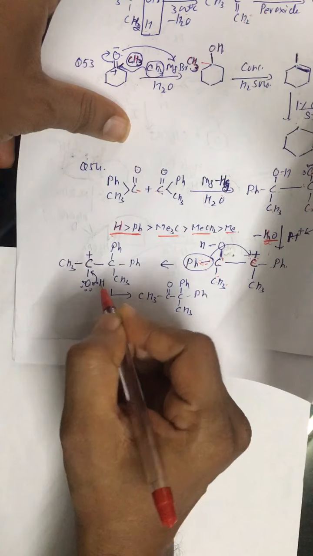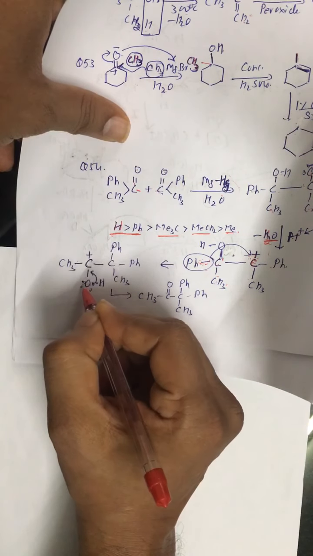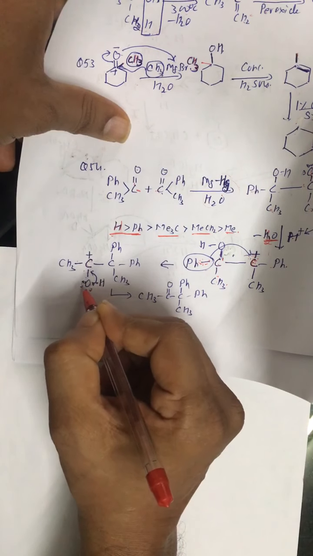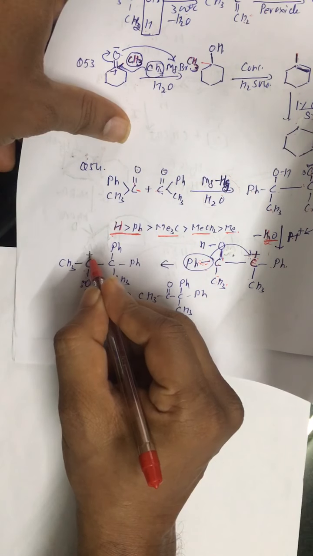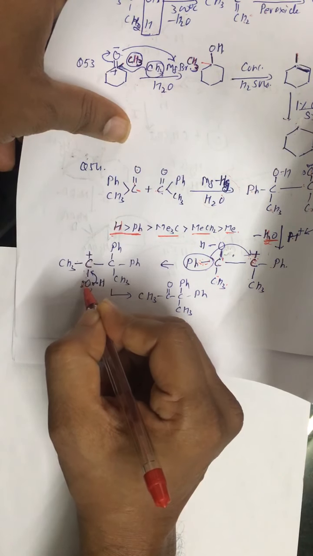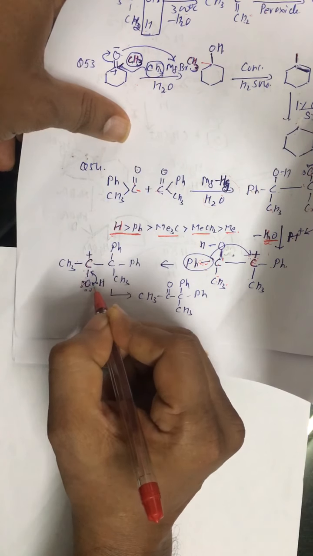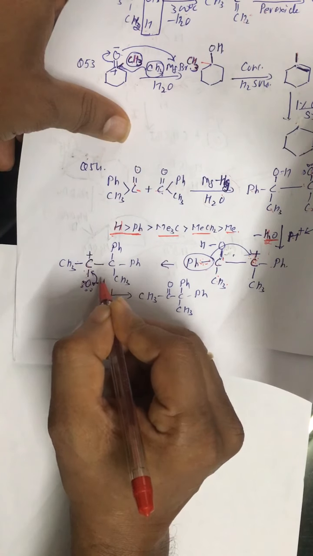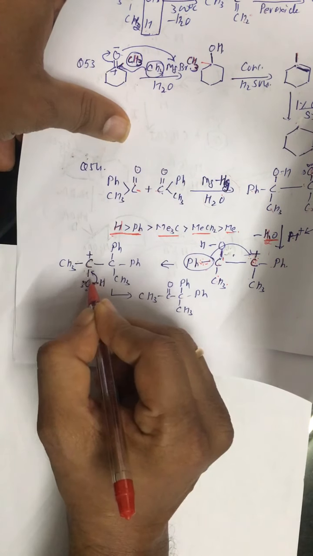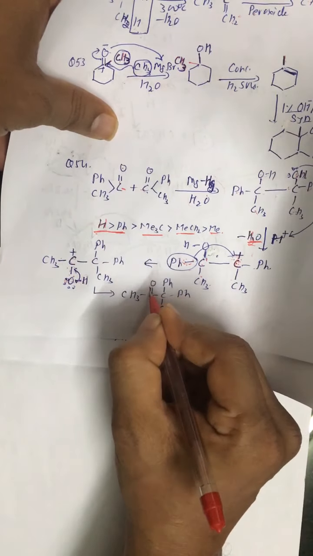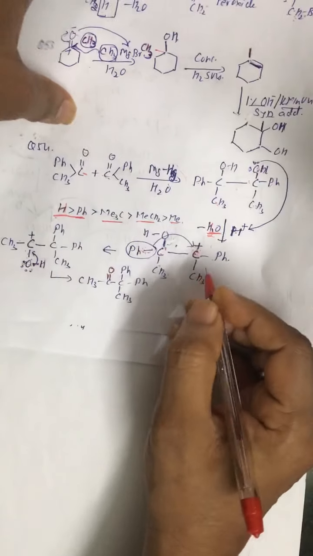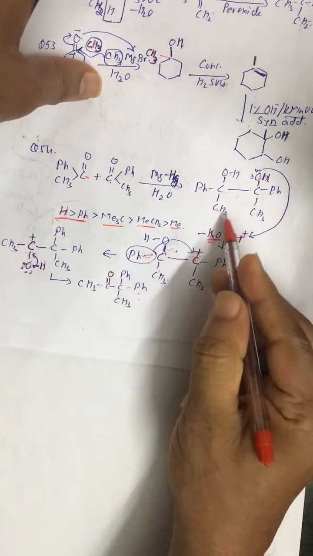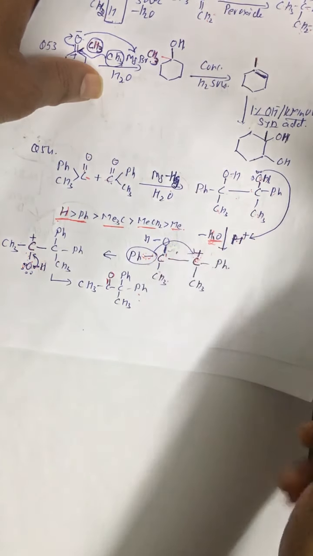Now this OH is highly stabilizing, because the lone pair of oxygen supports this positive charge. Finally, this O-H bond is split, hydrogen is removed as H positive, and we get the final product, this kind of product. This is called pinacolone. This is pinacol, this is pinacolone. That is why this is called the pinacol-pinacolone rearrangement.